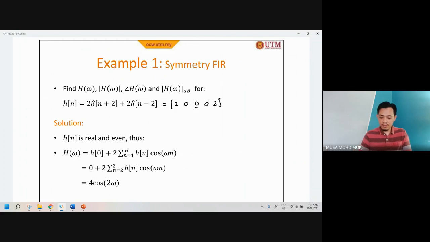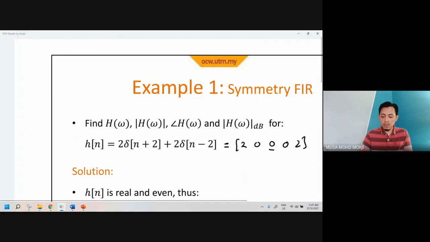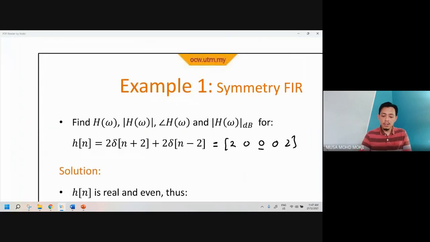Okay, let's see. This is the first example. What is the question? The question is to find H(omega). Again, you need to know each one of these notations. So what is this called? This is called the frequency response.